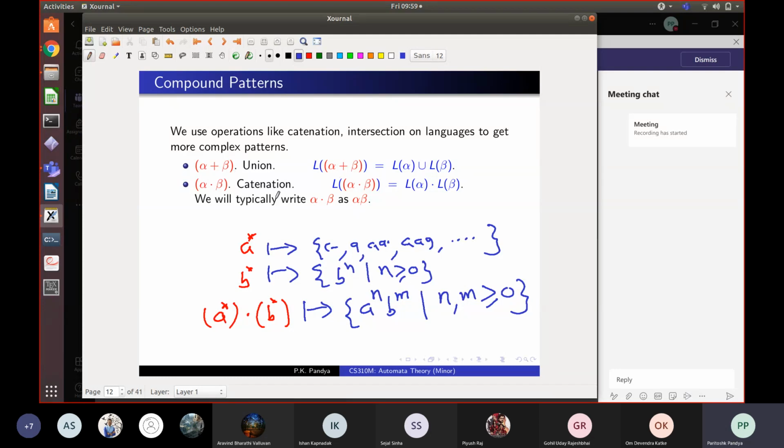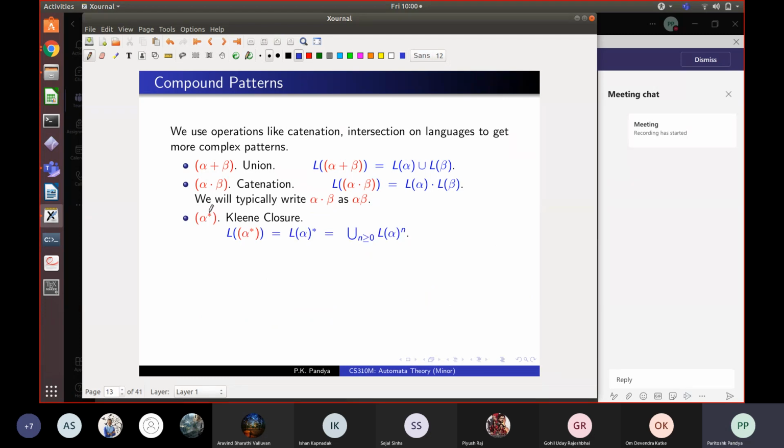Okay, one notational convention: alpha dot beta, we will write as alpha beta. We will omit the dot there, but implicitly it is there. It's like in numbers, we have x multiplied by y. We will often write it as xy in mathematics, no? So a similar convention is being used here. Okay, so we will often abbreviate this by this. So catenation is clear to you, right?